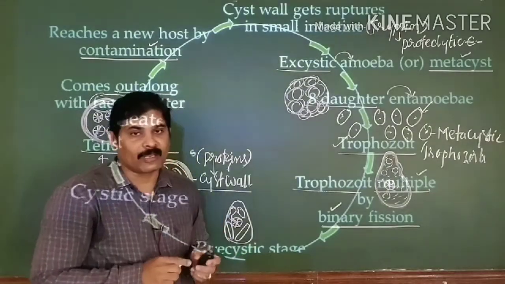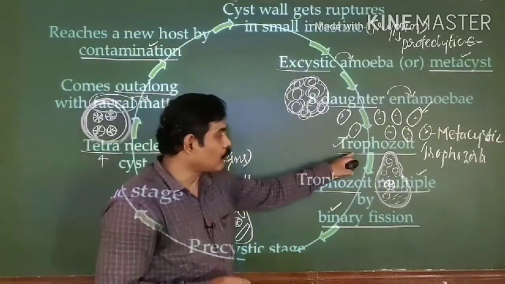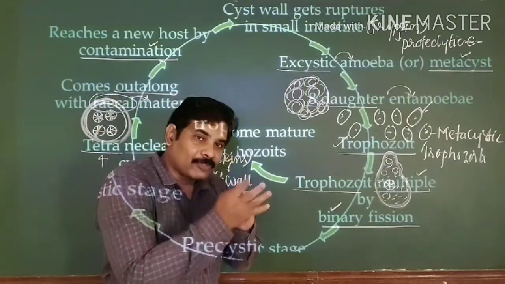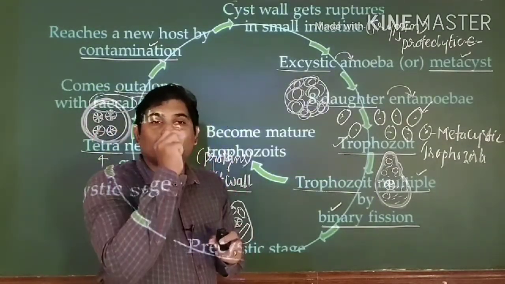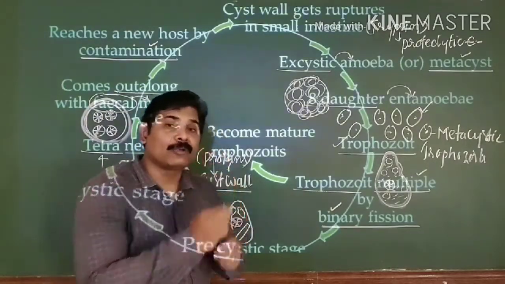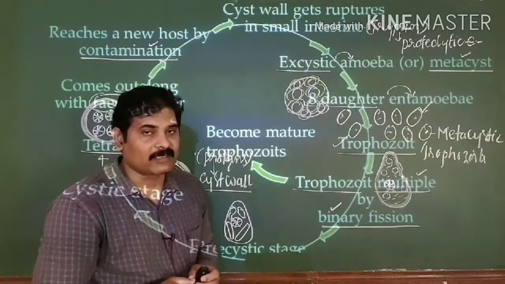Now, in some peculiar conditions, what happens to these trophozoites? These trophozoites become mature and break down the blood vessels, right? The walls of the blood vessels, and they enter into the bloodstream. It's an important point.